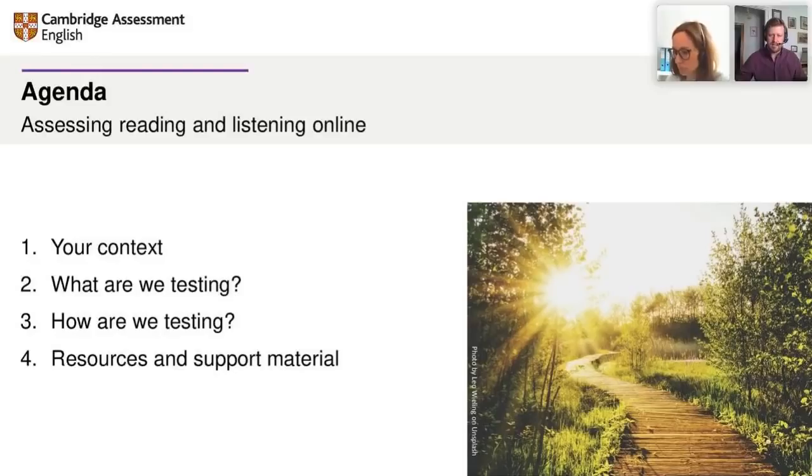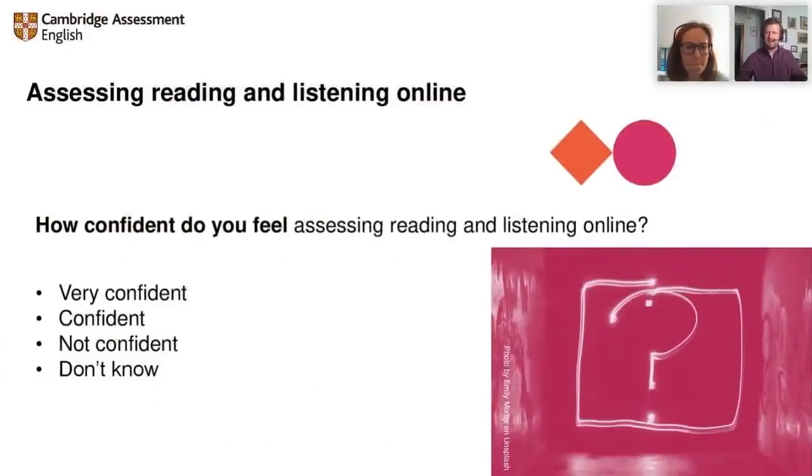Okay, so firstly, there'll be a poll on the right-hand side. We'd just like you to tell us how confident you feel assessing reading and listening online. That should pop up now. Interesting to see what the answers are. We did this on Tuesday. The majority were confident. Excellent. Very similar. Actually, more people are very confident this time. That is good to know. If you're not so confident, hopefully today will help you.